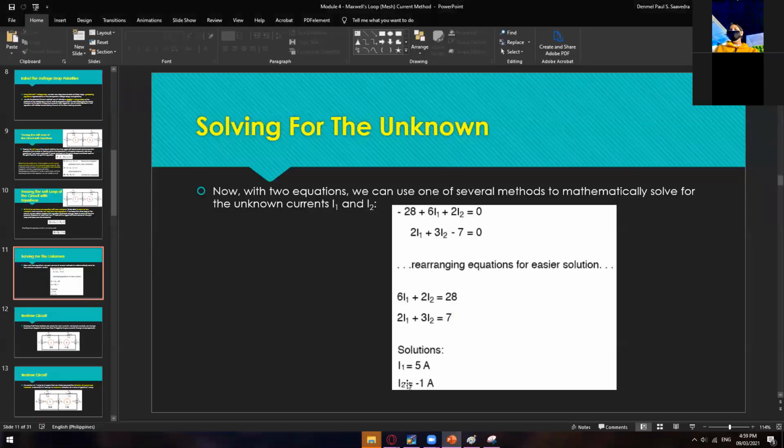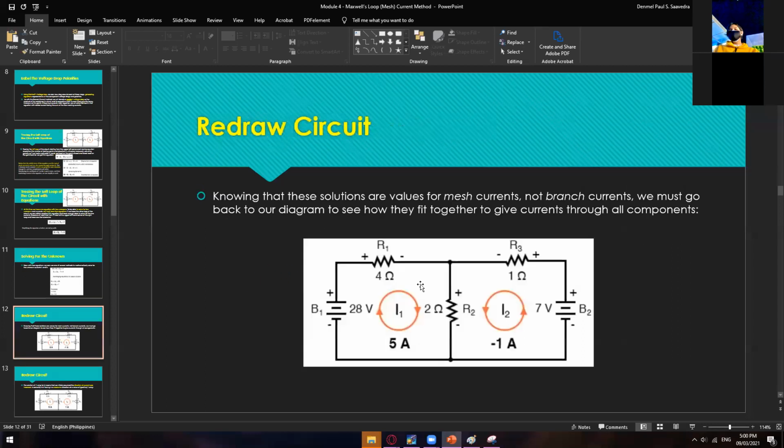So I sub 2 is negative 1 amp, and I sub 1 is 5 amps. So we're drawing the circuit. We have here 5 amperes with this direction. And then we have here negative 1 ampere, meaning the assumed flow of current in here is not true. It's the other way around. So this one should be flowing clockwise, the conventional method.